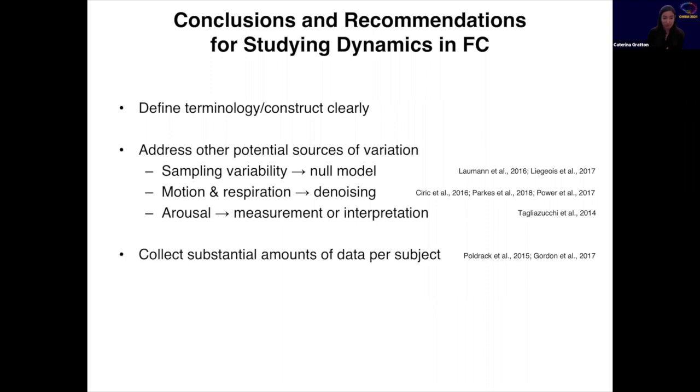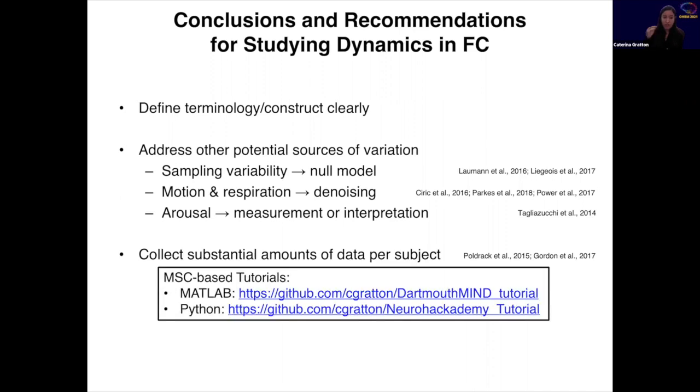And finally, I'd like to make a plug for collecting substantial amounts of data for individuals, moving towards this more precision fMRI technique in order to best assess both individual properties and variation in the individual properties of functional networks over time. And so I'm going to put up here just a couple links for those of you who are getting started right now with functional connectivity: two different tutorials based on precision fMRI, one in MATLAB and one in Python, that you might want to look up if you're interested in learning more.